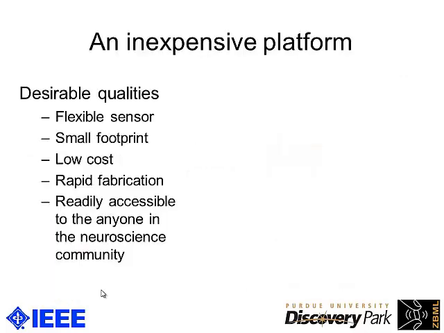It would be useful to have some inexpensive platform that allows us to sense strain, stress, or impact along the length of the spinal cord. So that's what we wanted to do with this. We're going to make an inexpensive platform that we can use to sense what's happening along the spinal cord.